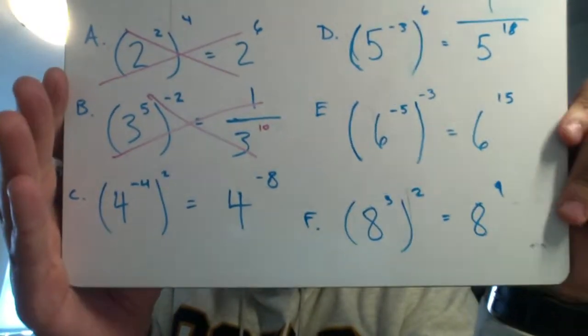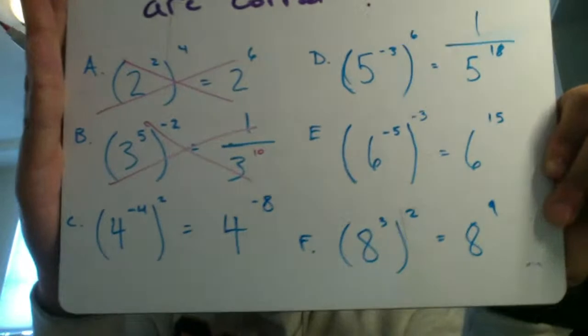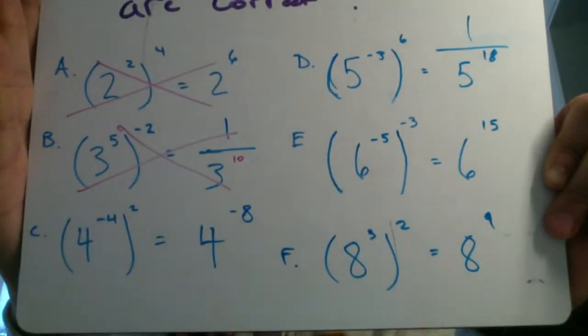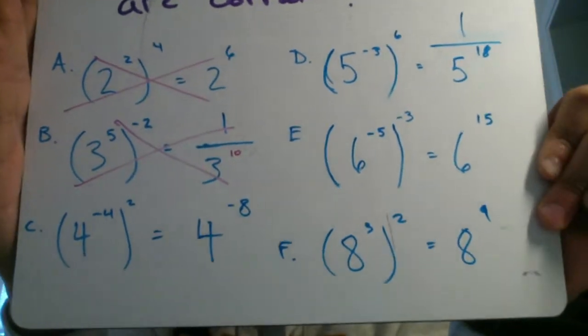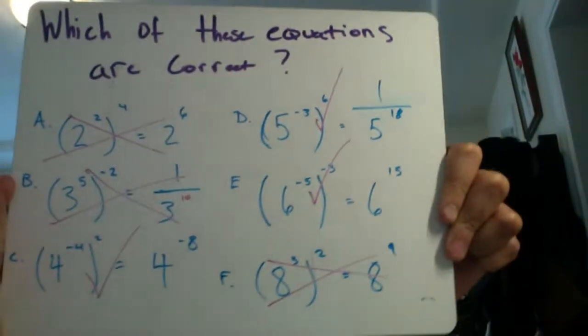Let's look at C. So you have 4 to the negative 4th power, all raised to the second power. So C, when I use the power rule there, I do negative 4 times 2, and I get negative 8. That's correct. C is correct. So we'll put a big check on that one. You already told me D and E were answers, so that's correct, and we got 3. So that's what we got.